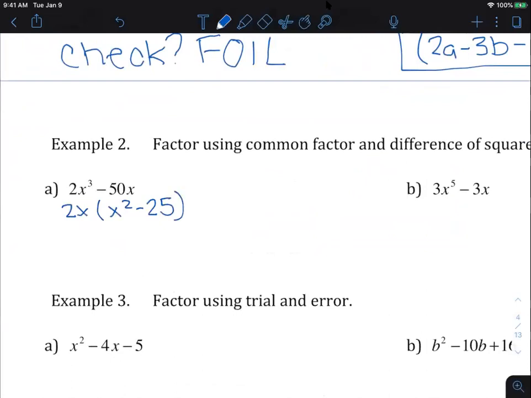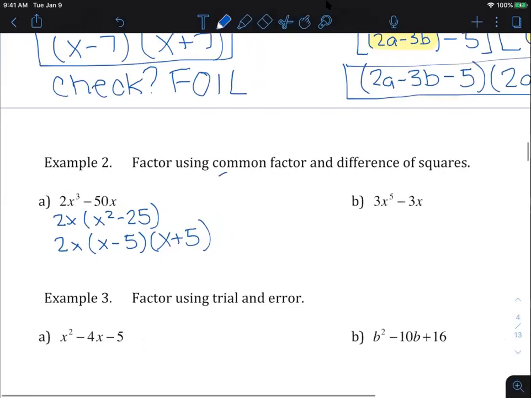So you should notice after you do GCF, now you have a difference of squares. So now the x squared minus 25 turns into x minus 5 times x plus 5. So that one used both, just like it said, a common factor, so GCF, and difference of squares. Part B, same idea. You look for the GCF. The GCF is 3x, which leaves you with x to the 4th minus 1.